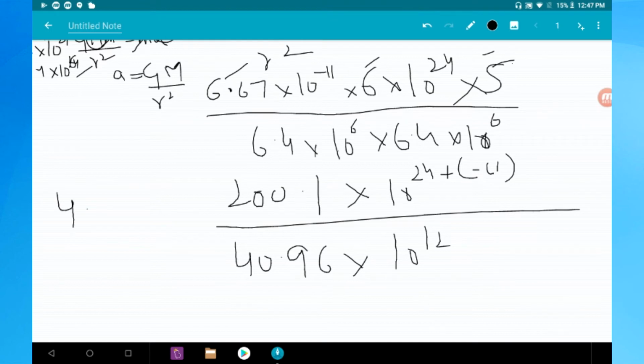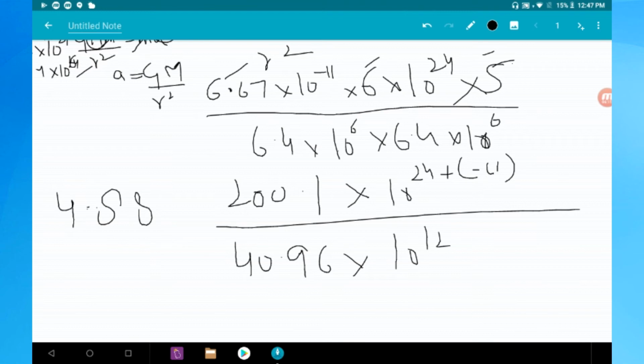Am I doing it right? I don't think I'm doing it right, so I think I caused some problem somewhere. Let me just check. Am I doing everything right? Yeah, everything should be right. So it comes out to be 4.88. Let's just take small values so we can easily calculate it later on.